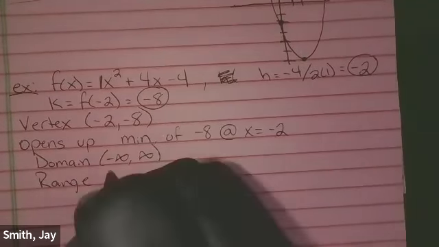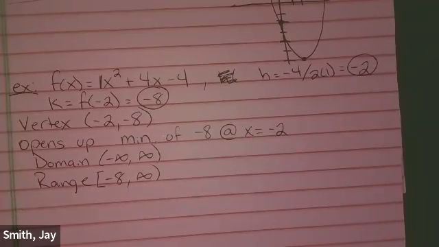All right, remember that if it opens up, it reaches up towards infinity for our range. If it opens down, it reaches down towards negative infinity for our range. And we're always going to keep the y-coordinate in our vertex for our range because the range is, by definition, all the y values on our graph.